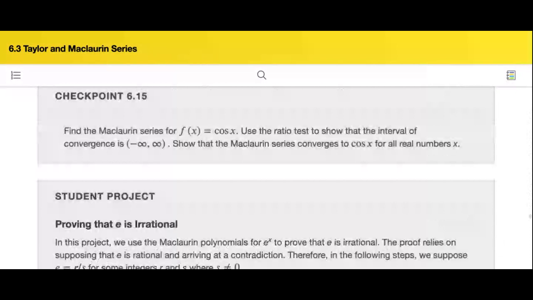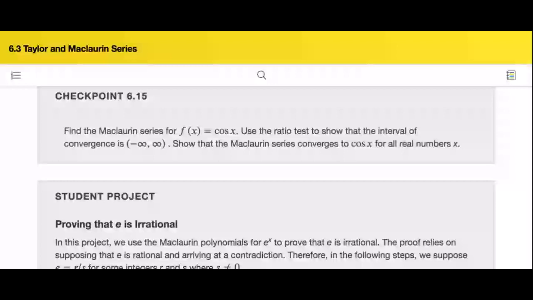But this one, we're not doing Taylor polynomials, right? This one, we want to find the Maclaurin series for the function cosine x. Let me do it in the chat. Maybe we go to the whiteboard. So use the ratio test to show the interval of convergence is all real numbers, and show that the Maclaurin series converges to cosine x for all real numbers x.